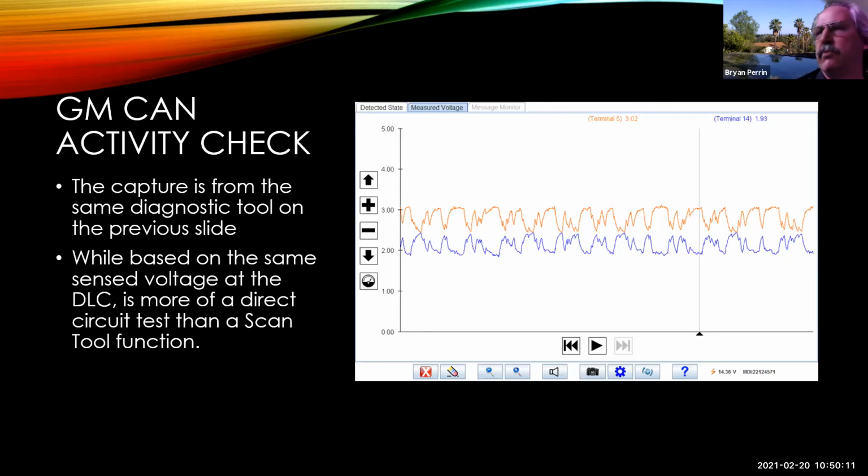And Ford's done something like this too with the new Ford scan tool, where they built a scope into it. It's a separate module from the scan tool. But this is GM. So they're able to run quite a few tests on the network through the DLC using basically a lab scope add-on to the scan tool.